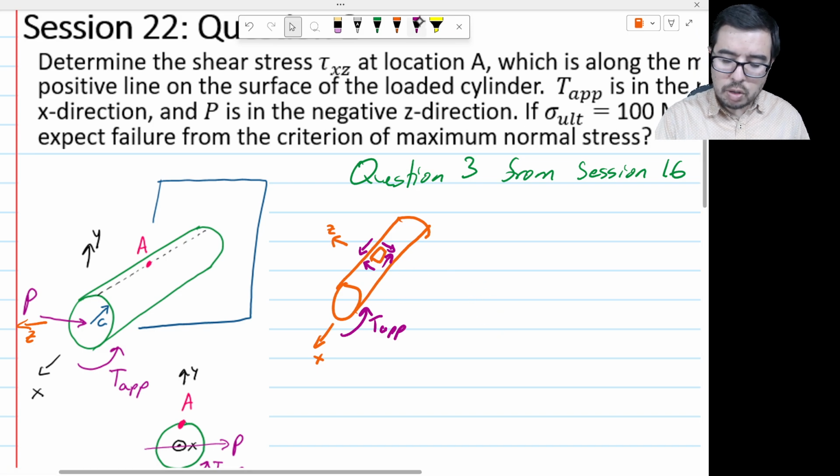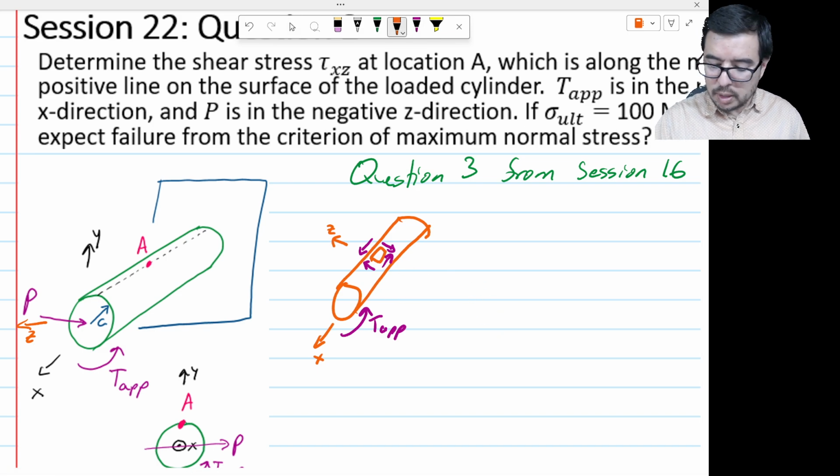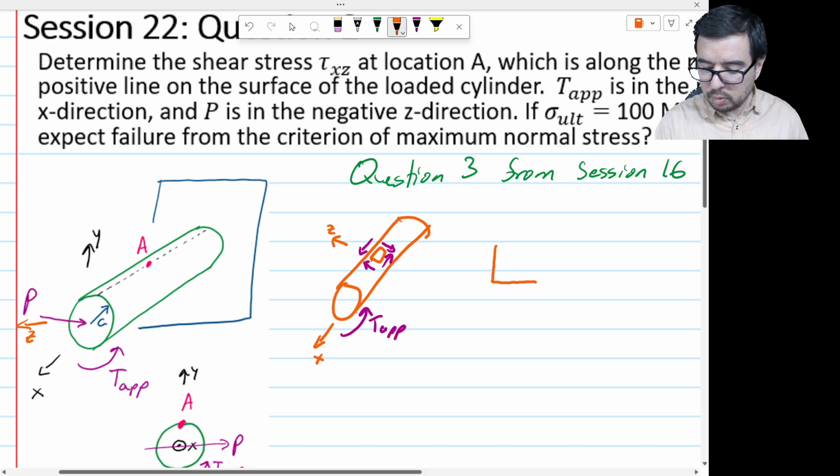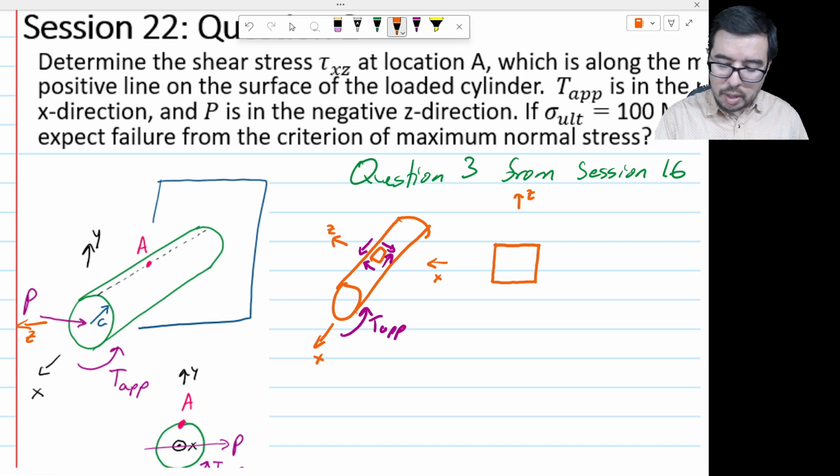So if we redraw this element now, how should we redraw it? Well, let's draw it so that it's a square. And let's say that Z is going to come out of the top. Now this is not a stress. This is just a coordinate system. And let's say that x is coming out the left side. That's another coordinate system.